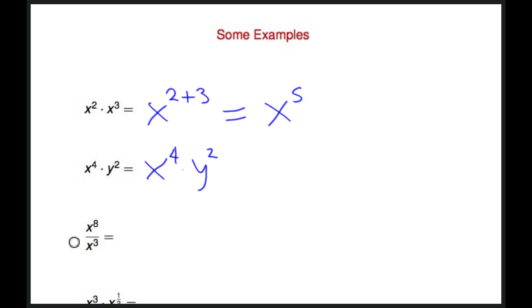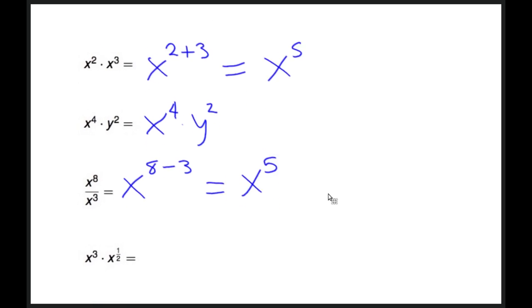Okay, so now let's look at a division example. Here we have x to the 8th divided by x cubed. So in the same way that in the first example, multiplication corresponds to addition of the exponents, division corresponds to subtraction of the exponents. So this is going to be x to the 8 minus 3, or again, x to the 5th. That one looks a little better. Okay, so these are some sort of standard issues. So now let's deal with things that are just slightly more complicated.